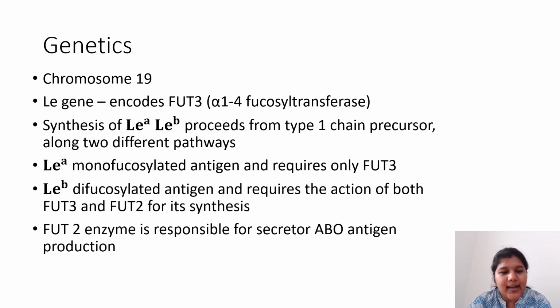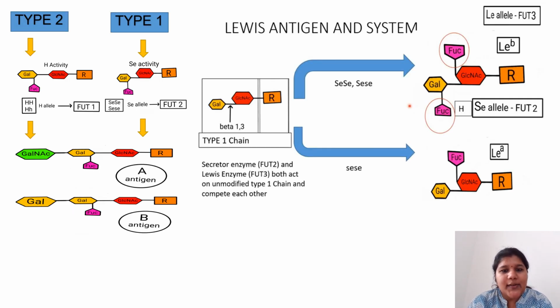Coming to the genetics, it is synthesized from chromosome 19, the LE gene that encodes for fucosyl transferase 3 or FUT3. The synthesis of Lewis A and Lewis B proceeds from the type 1 precursor chain, that is the chain responsible for secretions. The Lewis A is a monofucosylated antigen while B is a difucosylated which requires two enzymes, FUT2 and FUT3. So if we see the synthesis in detail, I've compared it with the A and B antigen synthesis.